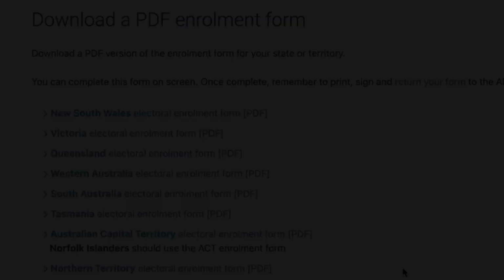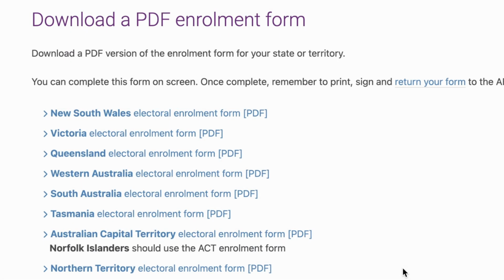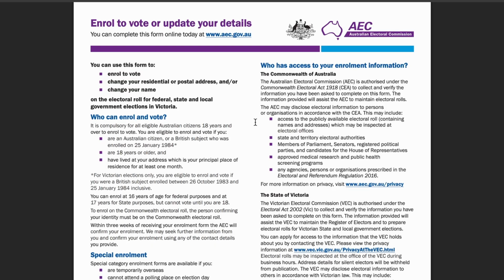If you're filling out a PDF form, make sure to select the form that is relevant for your state. In my case, it was Victoria, so I selected Victoria. If you don't want to do a PDF form, you can walk into an AEC office and pick up a form from there. The form is very similar to the online form.